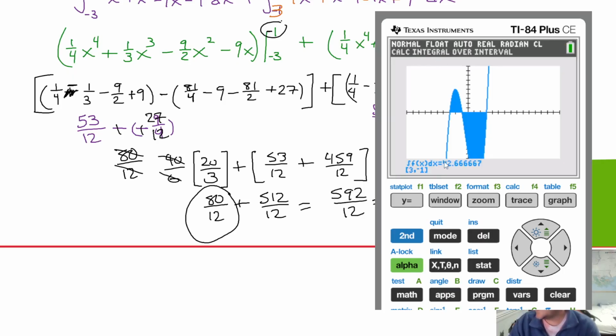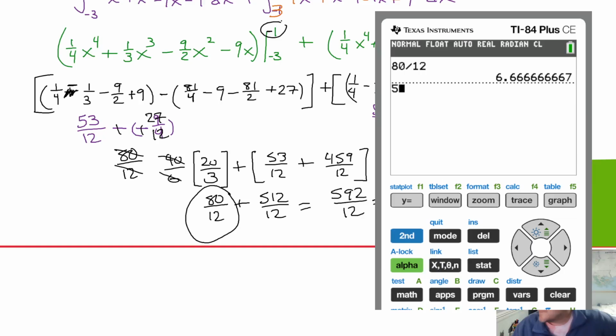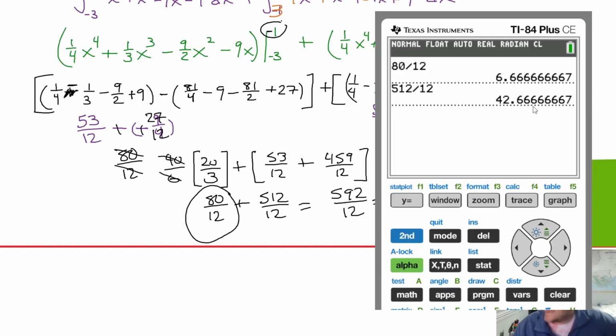So shade, shade, shade, you're getting 42.666, which should be the 512 over 12 that we already got. So second quit, 512 over 12. Look at that, it's the same right answer.